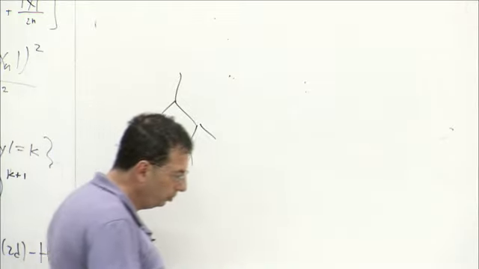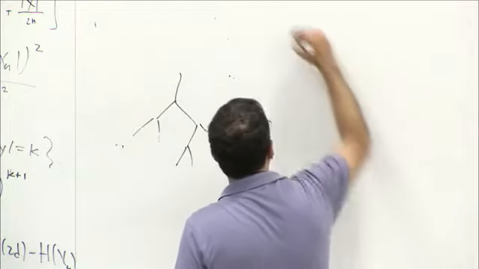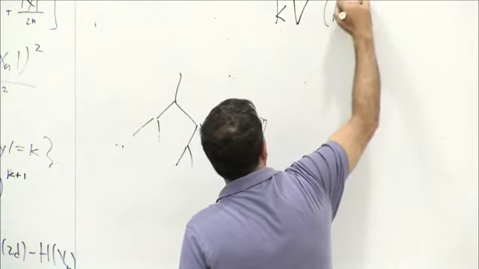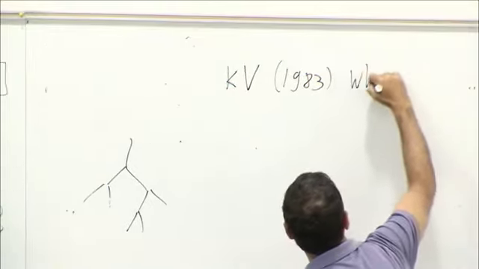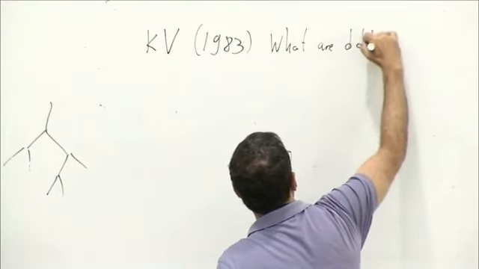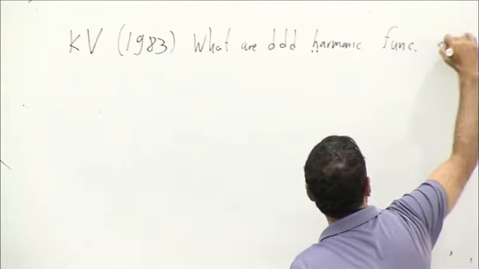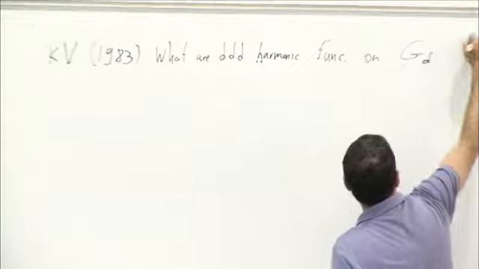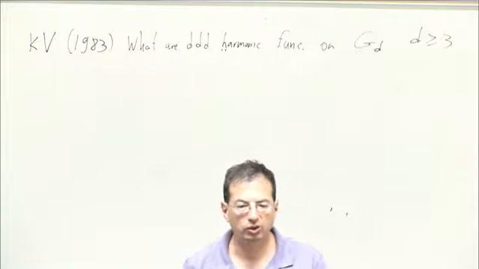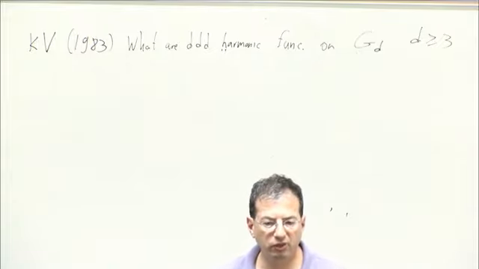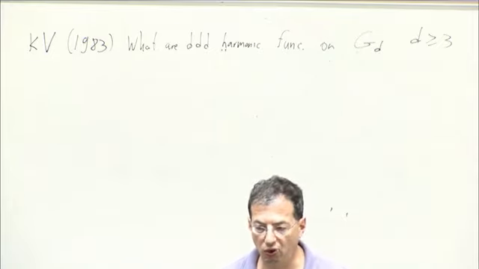Due to time, we won't go through this, but the Kaimanovich-Vershik question or conjecture concerned, in their 1983 paper, what the bounded harmonic functions are on the groups G_d for d greater or equal to 3. As we discussed, for d equals 1, 2, the speed is 0, so there are no bounded harmonic functions except the constants. The question becomes interesting in d at least 3, and they identified a class of harmonic functions and asked if that's all of them.